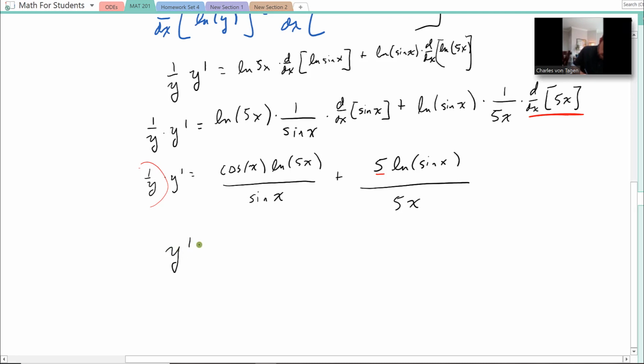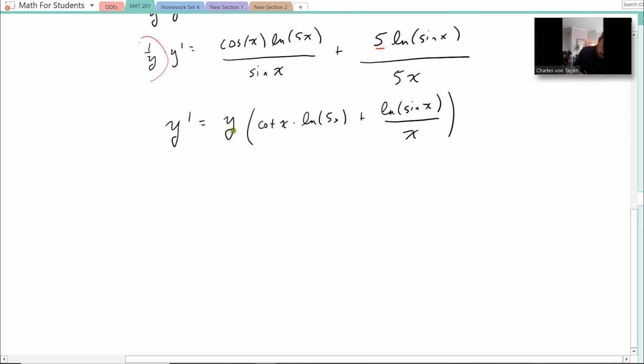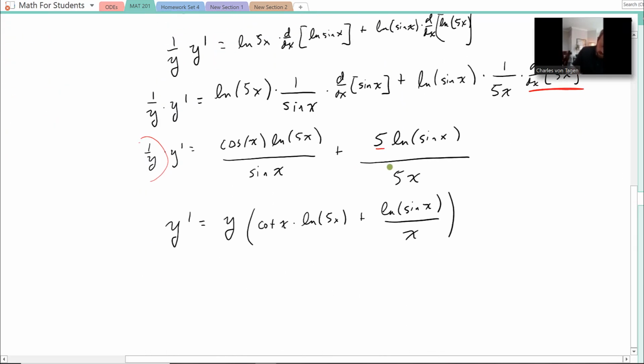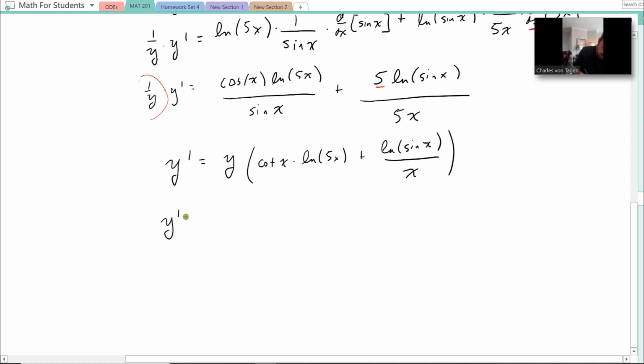And so we end up with y prime is equal to y, multiplying that y over to the other side, times, notice here I've got cosine over sine, so that simplifies to be the cotangent of x times the natural log of 5x plus the natural log of the sine of x all over x. Okay. Now, what was y? Well, y, way back in the beginning, was the sine of x all raised to the natural log of 5x. So finally, we get our answer for the derivative.